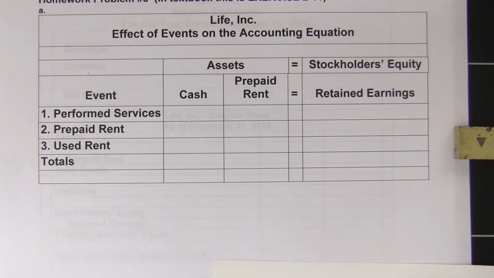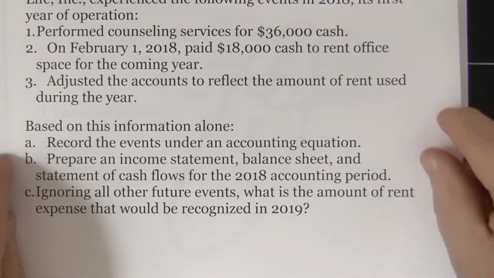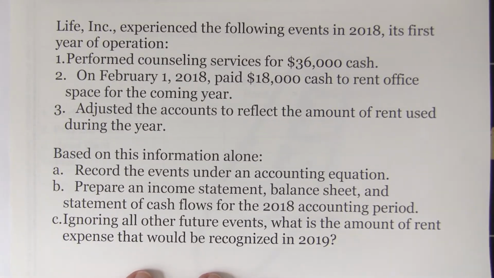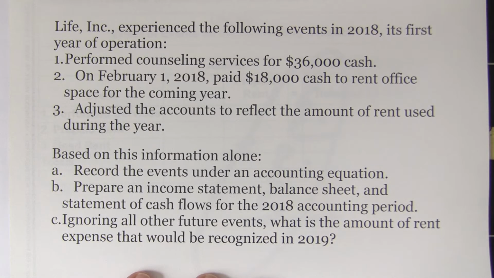Chapter 2, Homework Problem 3. In your textbook, this is labeled Exercise 211. Here's the problem. It tells us that this company had these three transactions. It wants us to record those transactions in the accounting equation using the table that we talked about in class, and then do an income statement, a balance sheet, and statement of cash flows. So we can do this.